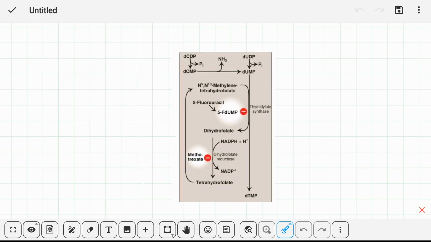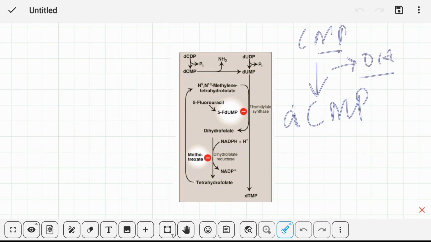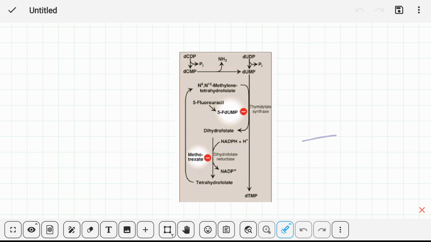The third set of reactions will be dealing with the formation of deoxy-TMP. Deoxy means we remove a hydroxyl group. So we can convert CMP into deoxy-CMP by removing a hydroxyl group from CMP. Then we can convert this deoxy-CMP into deoxy-UMP and then deoxy-UMP into deoxy-TMP in the presence of enzyme thymidylate synthase.